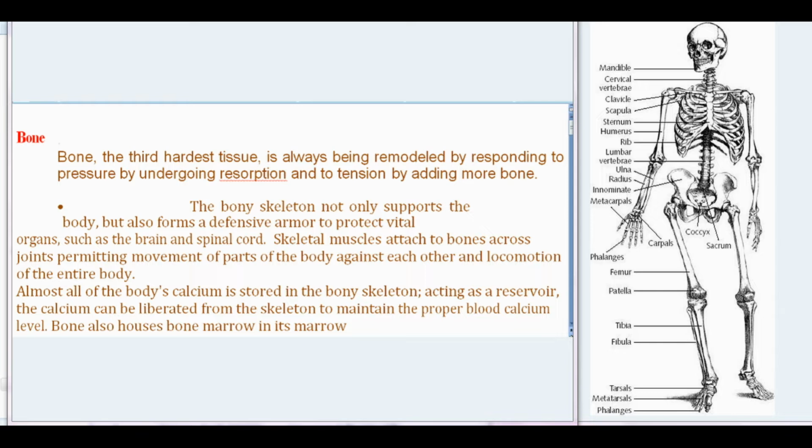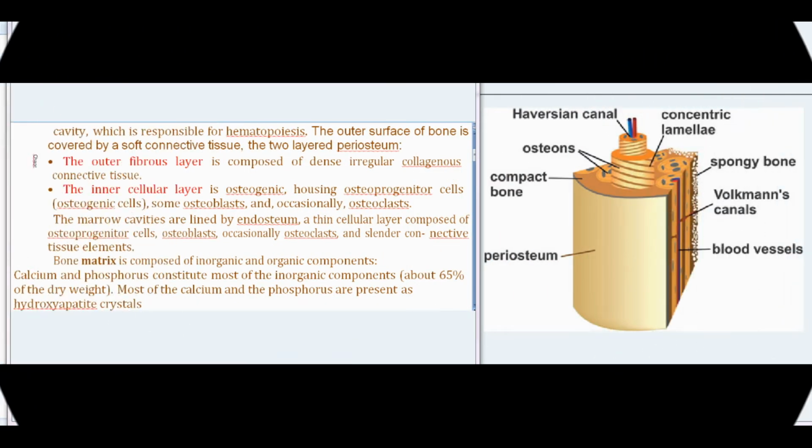The calcium can be liberated from the skeleton to maintain the proper blood calcium level. Bone also houses bone marrow in its marrow cavity, which is responsible for hematopoiesis. The outer surface of bone is covered by a soft connective tissue, the two-layered periosteum. The outer fibrous layer is composed of dense irregular collagenous connective tissue.